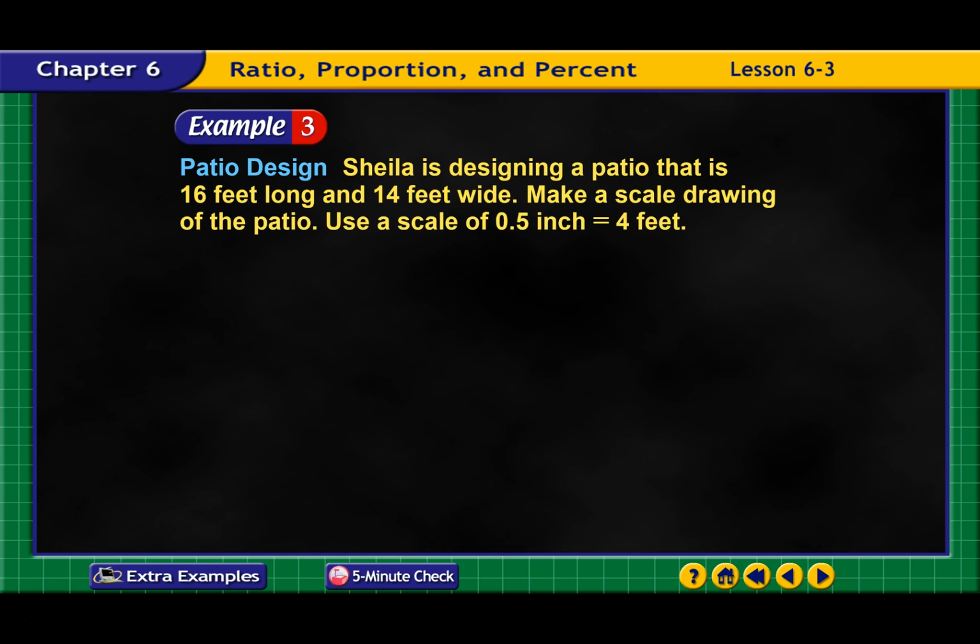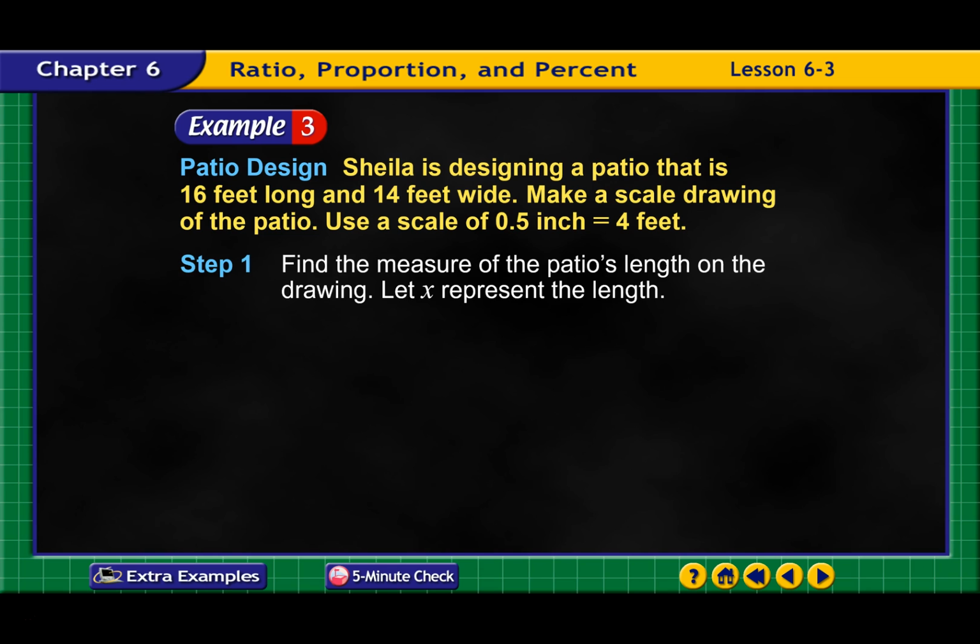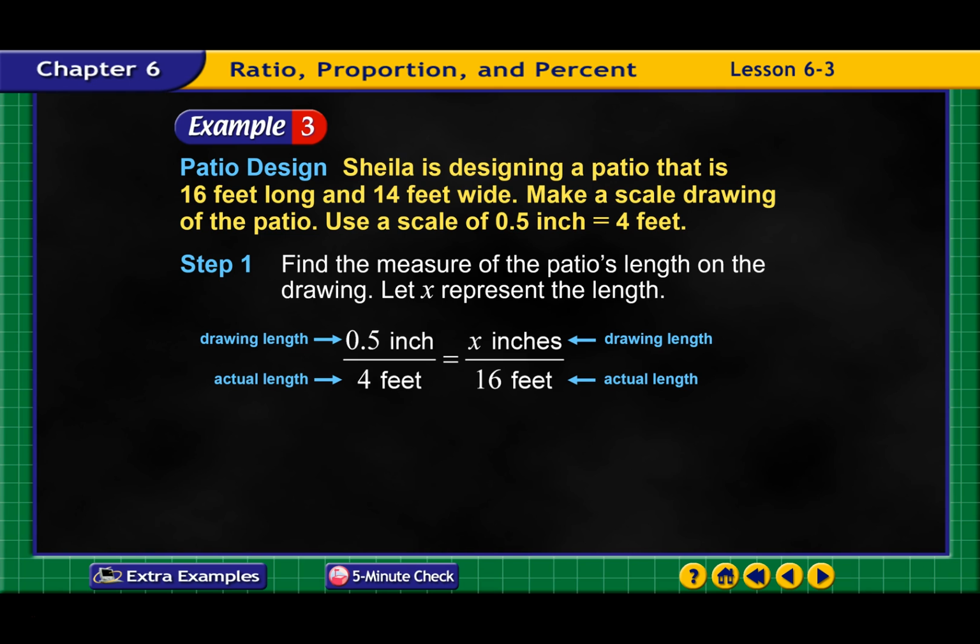All right, patio. Sheila is designing a patio that is 16 feet long and 14 feet wide. Make a scale drawing of the patio using the scale of 0.5 of an inch equals 4 feet. First we need to measure the patio's length on the drawing, and let x be the length. So we know it's going to be 0.5 of an inch to 4, and we have x number of inches, because we need to know that long, and we know the actual length is 16.